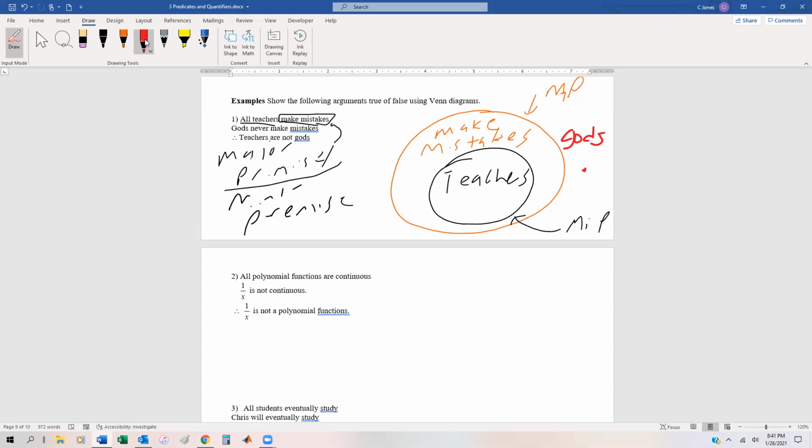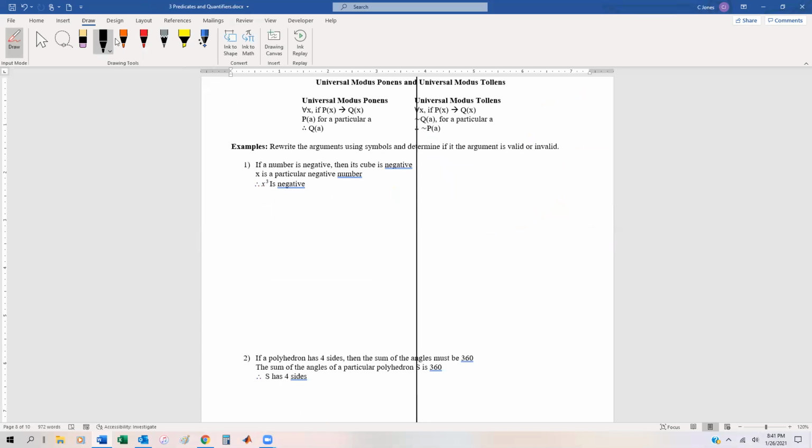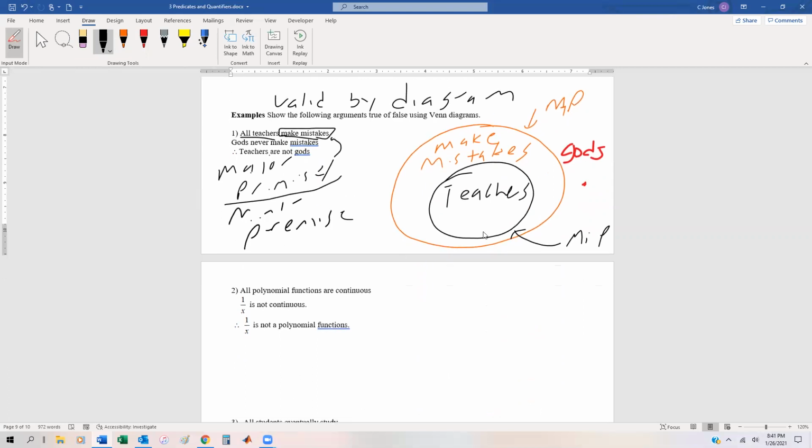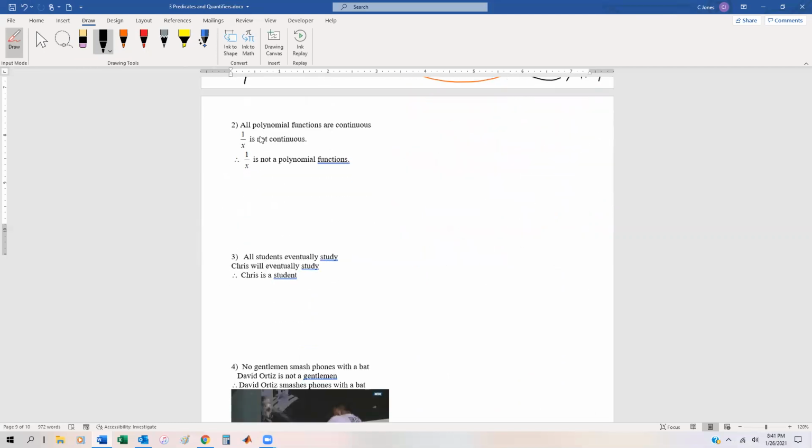So hence, teachers are not gods. And clearly that's valid because teachers are the minor premise, people that make mistakes are the major premise, and gods is outside, so we can clearly see that this is valid. So what we would say is that this is valid by the diagram. All right, so this is valid by our diagram. Whenever you're drawing these, the suggestion would be to draw the major premise, then the minor premise, and then the specific instance.